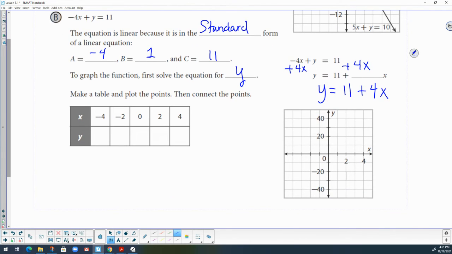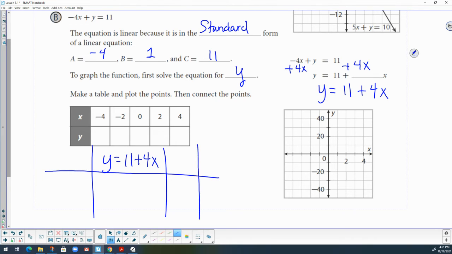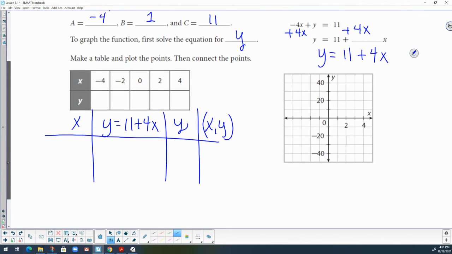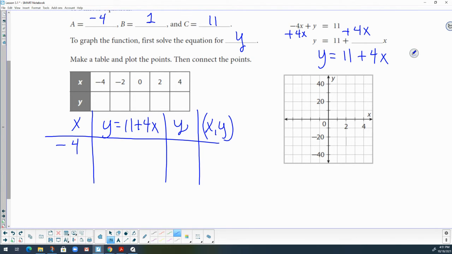And now I'm going to make a table. I know y is equal to 11 plus 4x, and I'm just going to create an input-output table to find those ordered pairs, my x and my y. I'm going to substitute in -4 to begin with. So 11 plus 4 times -4. This here is -16, and I'm just going to add 11 to it. So therefore this is -5. So my ordered pair here is -4, -5.